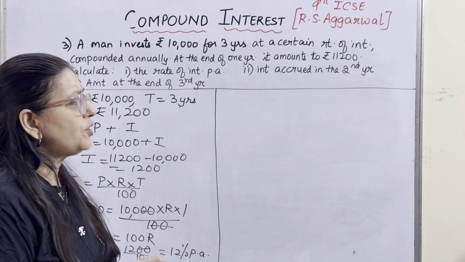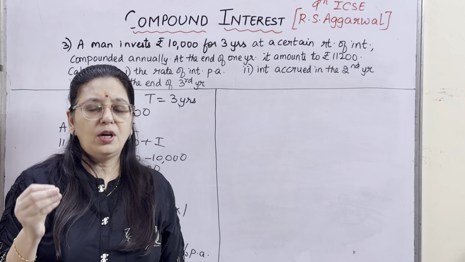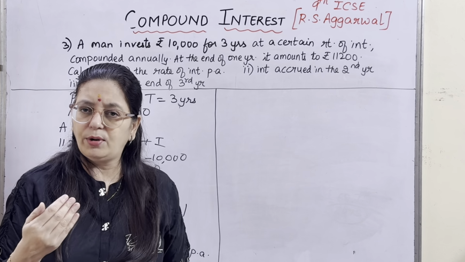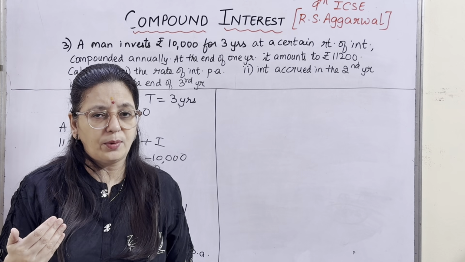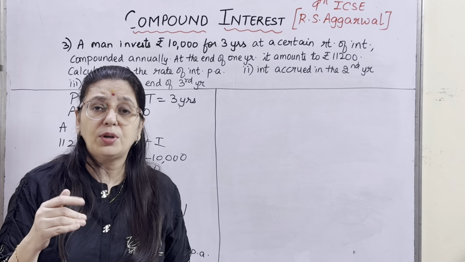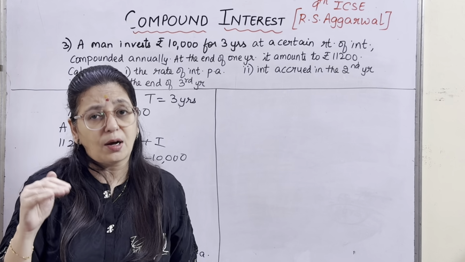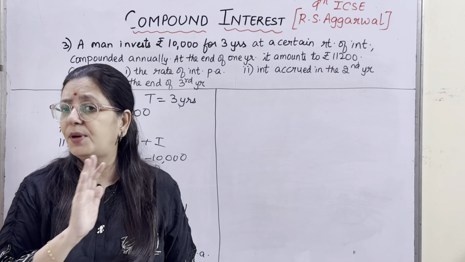Next, interest accrued in the second year. What do you mean by interest accrued? Now every year you are calculating the interest since it is compounded annually. In the second year, what interest you have to find out which has not been paid. So interest accrued means interest which is outstanding, which we haven't paid yet.